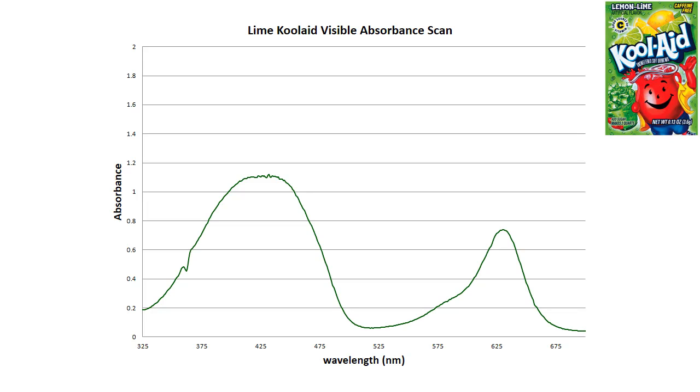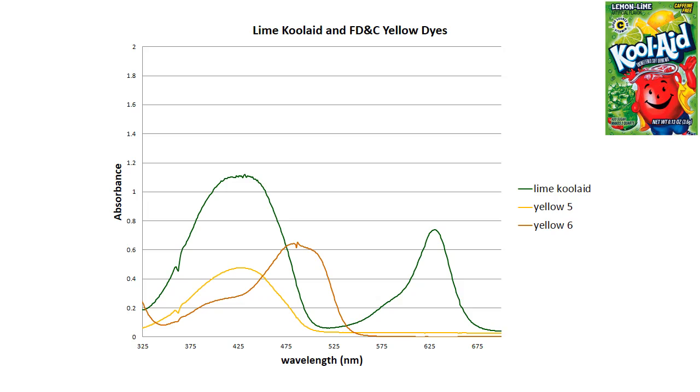Now, if we compare this scan to the scans of the dyes that we think could be in lime Kool-Aid, I'm pretty sure that lime, since it's green, is going to have some combination of blue and yellow. Start by comparing the two yellows to the lime Kool-Aid scans. Yellow 5 has a peak in its spectrum at about 420 or so nanometers, and yellow number 6 has a peak at about 480 nanometers.